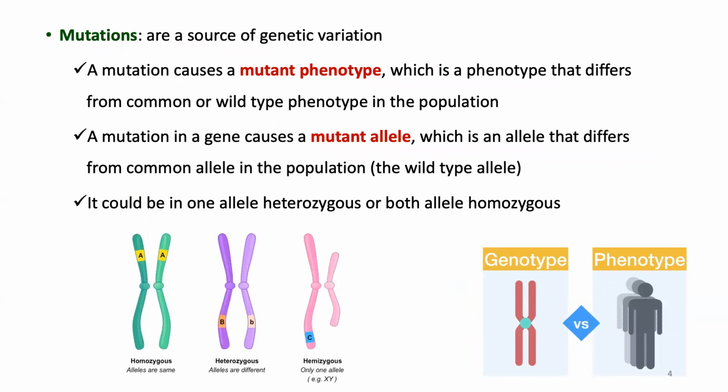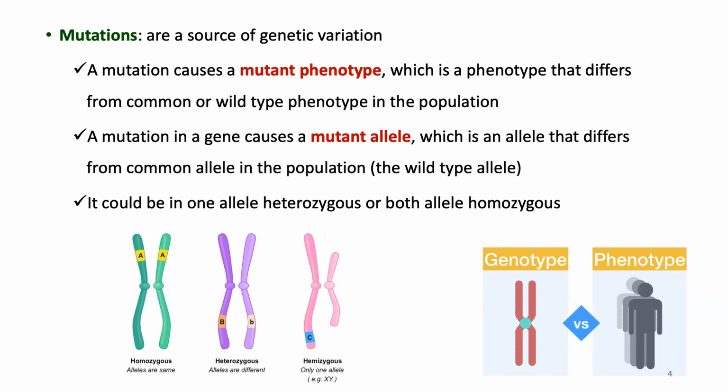As we said, mutation is a source of genetic variation. So that means we have some terms like mutant and wild type, whether we are talking about phenotype or whether we are talking about the allele itself. Why do we call a certain phenotype wild type? Because it's the most popular or the most common one in the population.